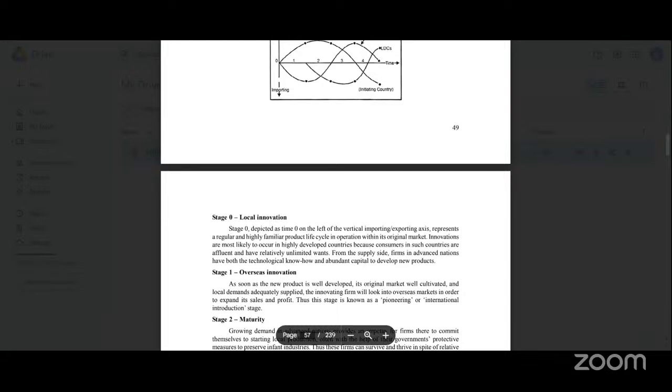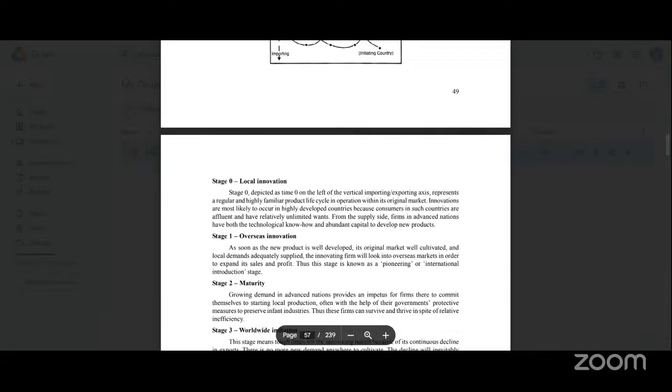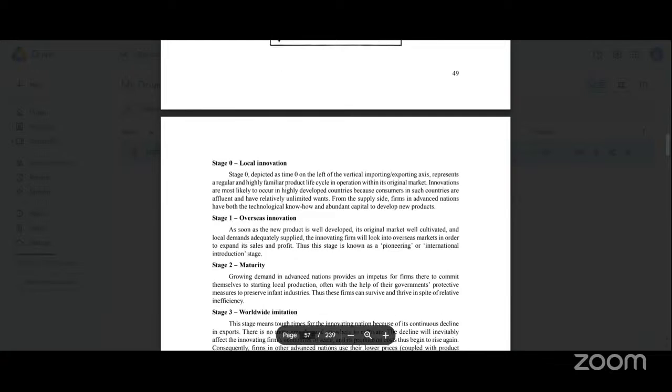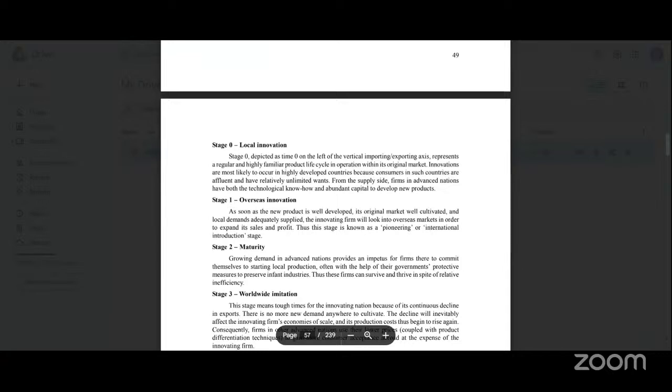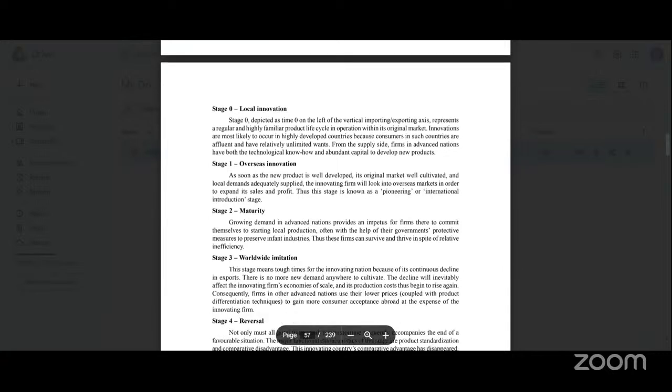Innovations are most likely to occur in highly developed countries because consumers are already affluent to a certain extent in that country and they have relatively unlimited wants. From a supply side as well, firms in advanced nations have both technological know-how and abundant capital to develop new products. So, from stage 0, which is the first stage, we move to stage 1, which is overseas innovation.